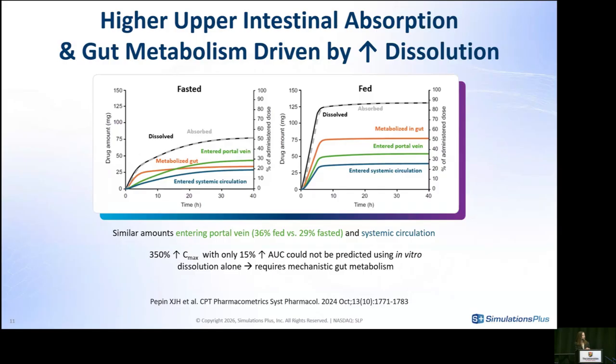And what's important here is that the 350% increase in Cmax was due to this rapid dissolution and absorption, but again, with only the 15% increase in AUC, could not have been predicted using dissolution alone, and it couldn't have been predicted using the solubility alone either. It really took this mechanistic gut metabolism included in the model to get a full elucidation of the food effects.